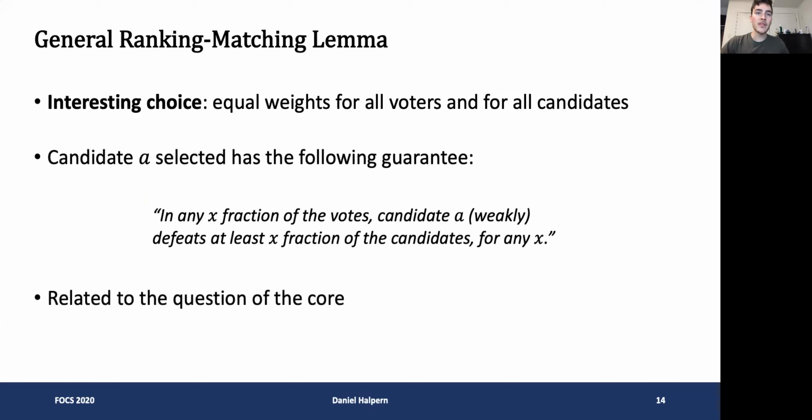And we think this might be related to an open question in social choice theory, which is known as the core. And at a high level, what the core is asking for is, for a given k, can we pick a set of k candidates such that on any 1 over k fraction of the voters, this set of candidates at least weakly defeats all of the other candidates. And we think these two statements are pretty similar, so it's possible this could be used to help prove that open question.